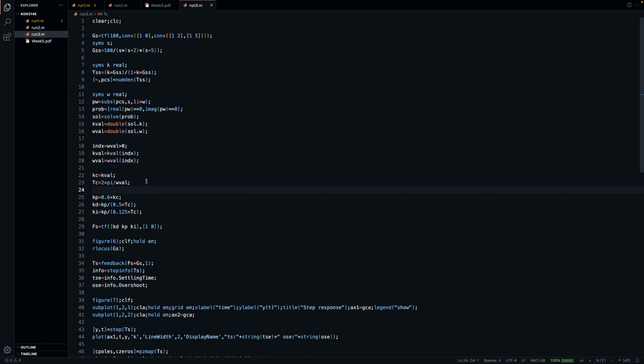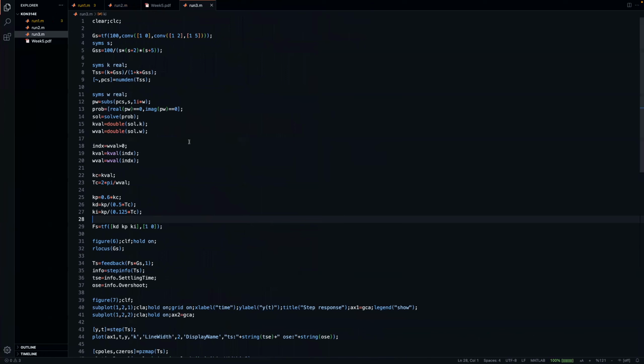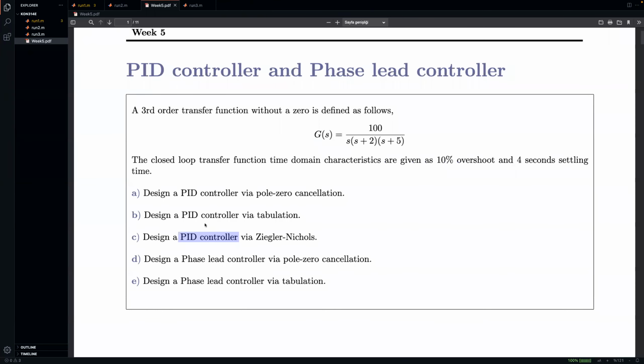So think about Ziegler-Nichols in this way: it is an experimental design tool that most of the time is used to start searching for a good PID controller. This would probably be an initial point for a PID controller, and then you would look for a better one or try to improve upon that. So yeah, I'm going to cover this in the PDF again.